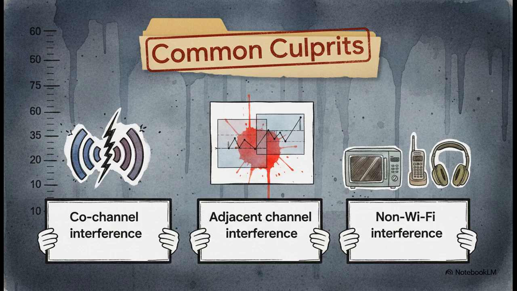You'll see things like co-channel interference. That's where different networks are basically fighting for the same airspace. You'll spot adjacent channel interference, especially on that crowded 2.4 gigahertz band. And of course, you'll see evidence of all that non-Wi-Fi interference we were just talking about.